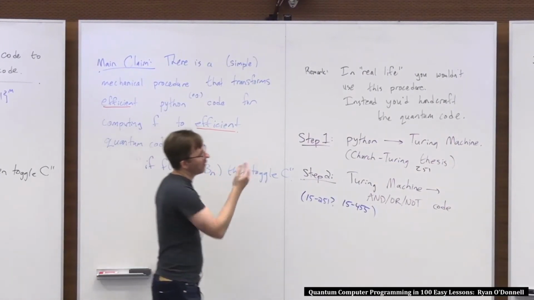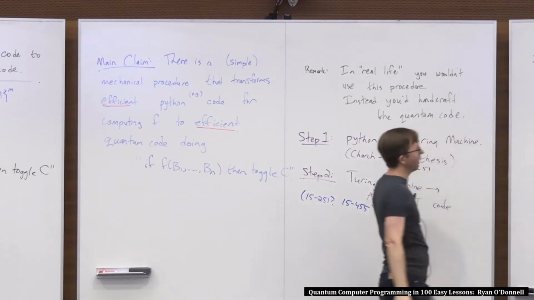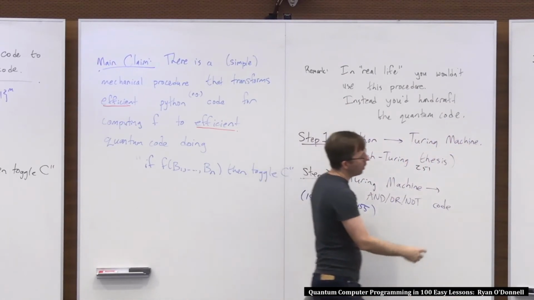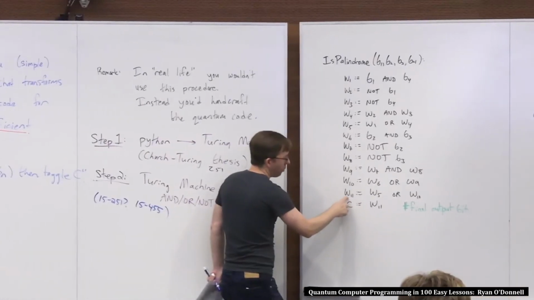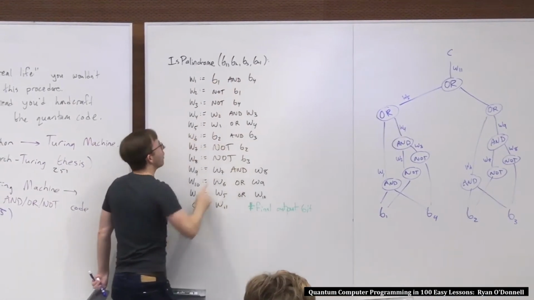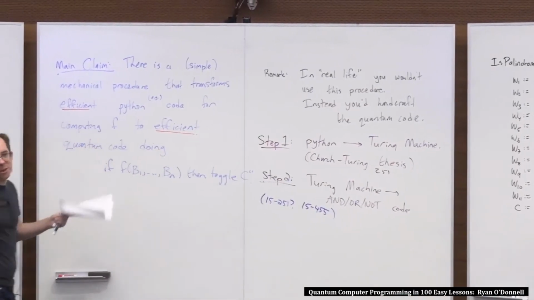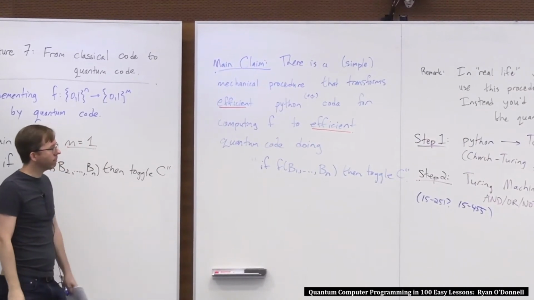I think I made this AND/OR/NOT code correctly. I just wrote it off the top of my head. Maybe somebody can check whether this AND/OR/NOT code really has the property that the final output bit value here, C, is indeed 1 if this string is a palindrome and 0 if this is not a palindrome. Okay, I just picked palindrome because it's a very simple kind of function.